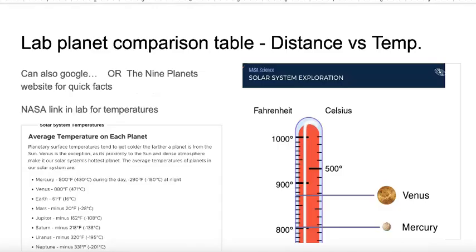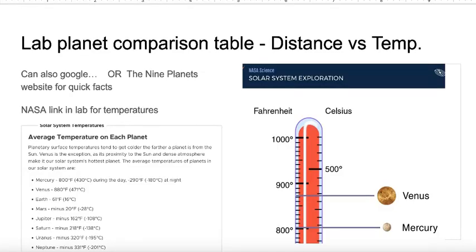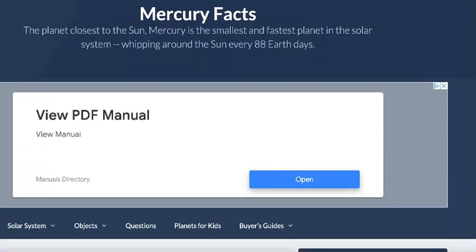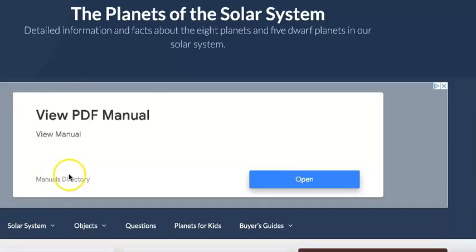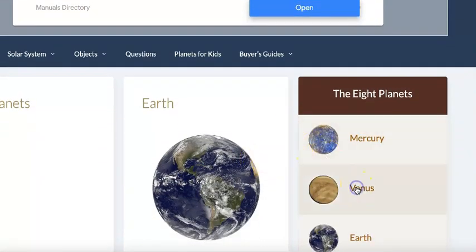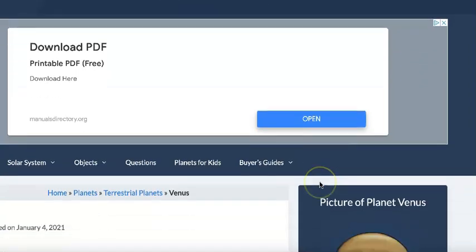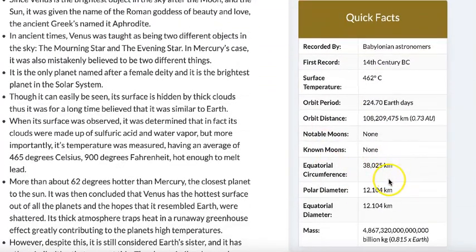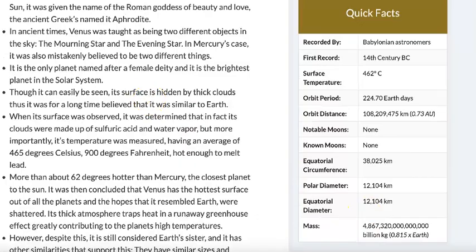Another great website to help you on this is called The 9 Planets, and it has all the planets. You click on Planets, which is on the top, and you can pick the different ones. You can pick Venus, and you can go down, and it has some quick facts that will give you the surface temperature and also the astronomical unit.